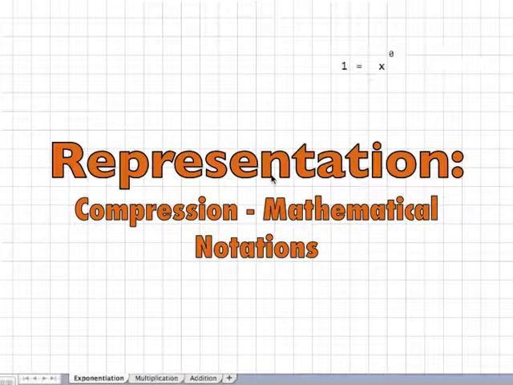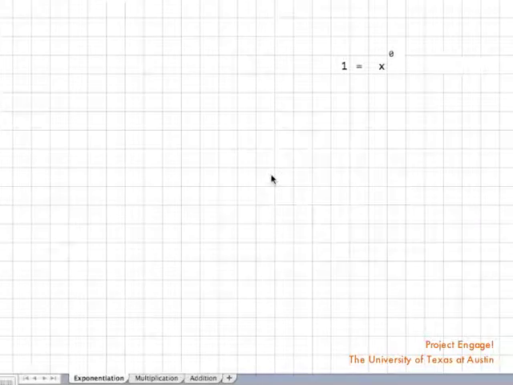Okay, I'm going to talk for a moment about compression, particularly in application to mathematical operations. So we're going to start with exponentiation, move on to multiplication, and then addition. There's a reason for this order.